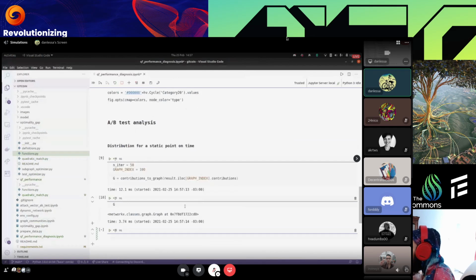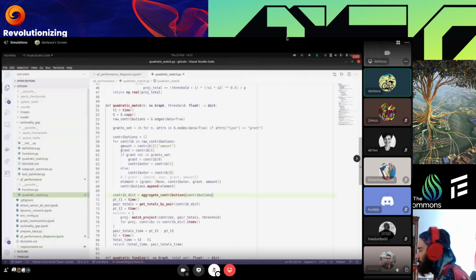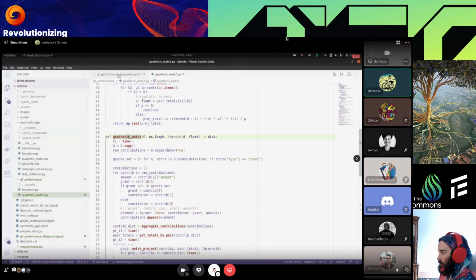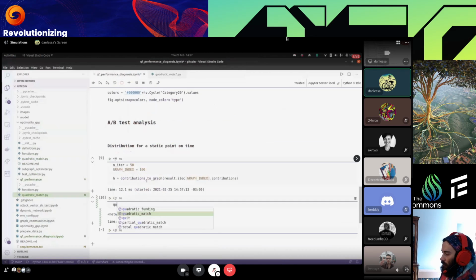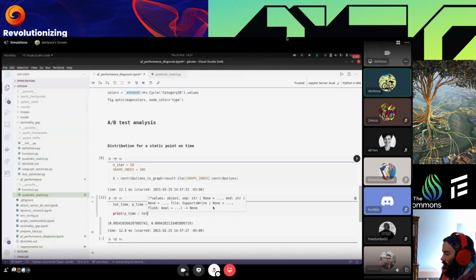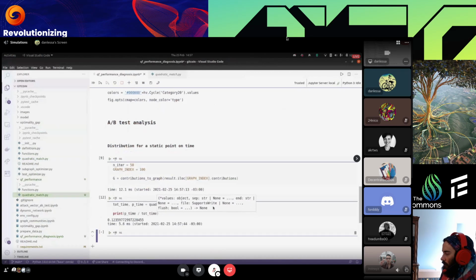Okay, so we have our graph here now. And let's see what happens if we pass quadratic match to that graph. Yeah, we have some numbers here: total time and per totals time. Let's see how much each is. So yeah, not exactly an encouraging result, because about 12 to 13% of the execution time is spent calculating P.